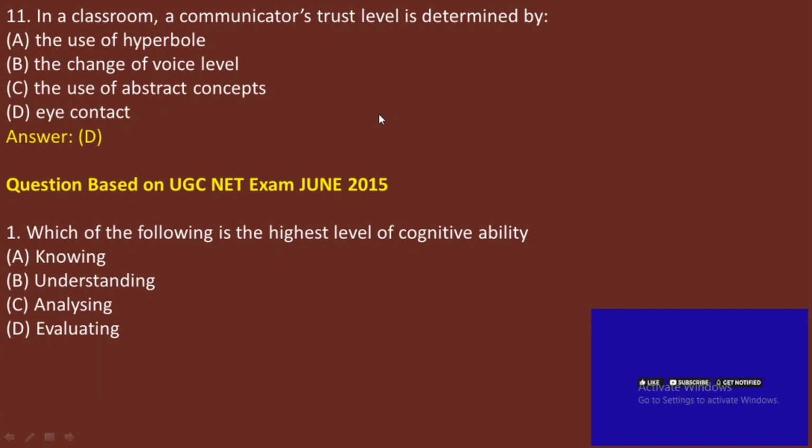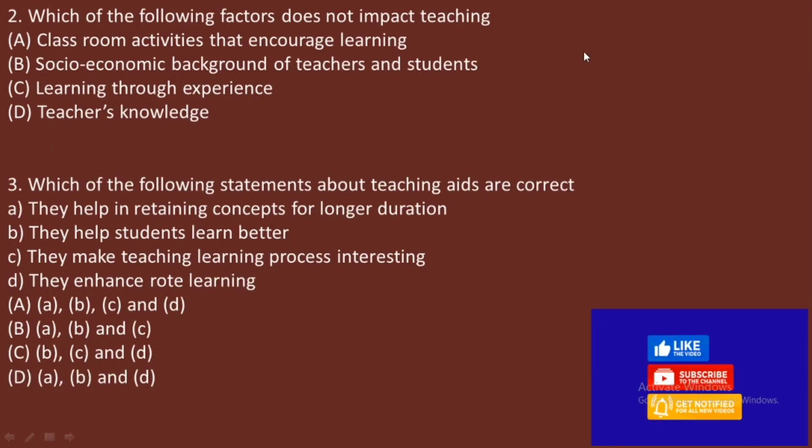The first one is: which of the following is the highest level of cognitive ability? Knowing, understanding, analyzing, or evaluating. The answer is evaluating. Let's move on to question number 2.